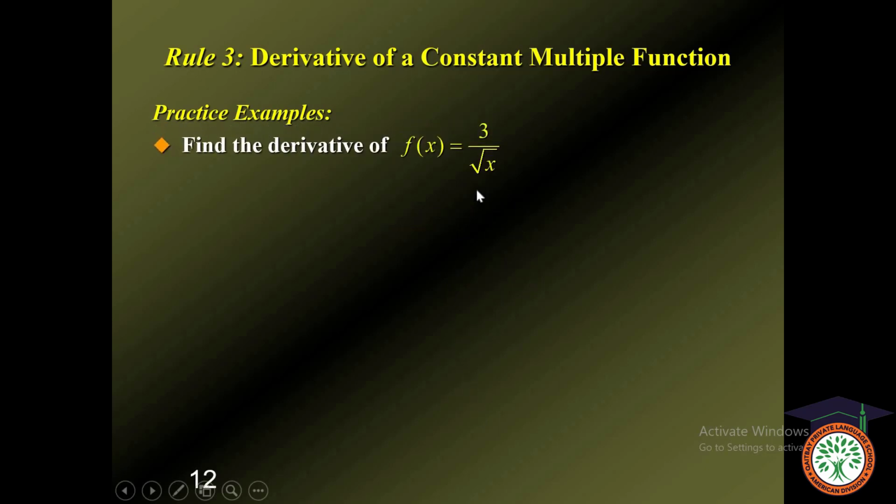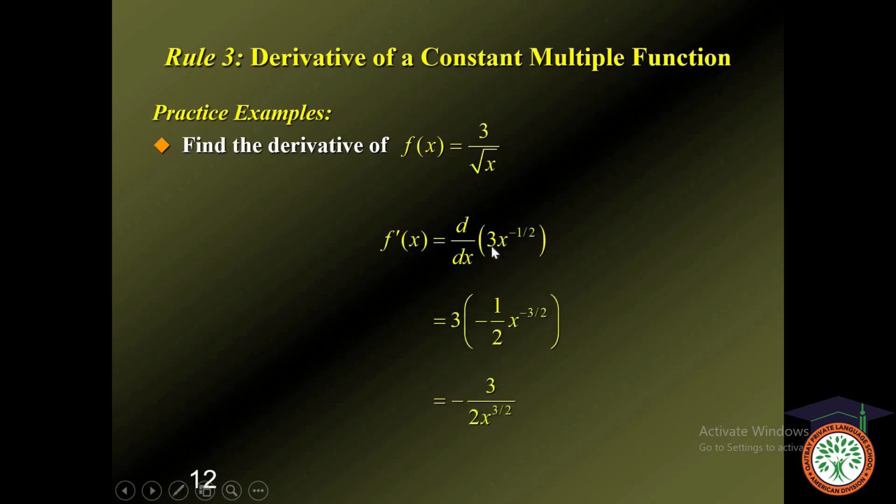Another one. Find the derivative of f(x) equal 3 over root x. f dash x, or the derivative of 3x up to power negative 1 over 2. From where do we get negative 1 over 2? From the square root. Square root is rewritten as a fraction, 1 over 2. But down, positive; up, it's negative.